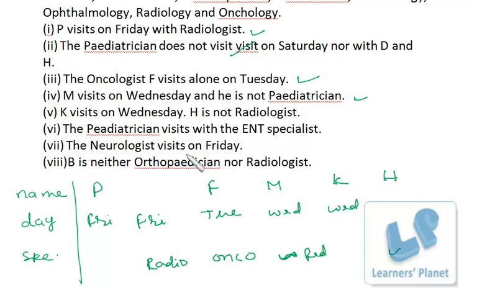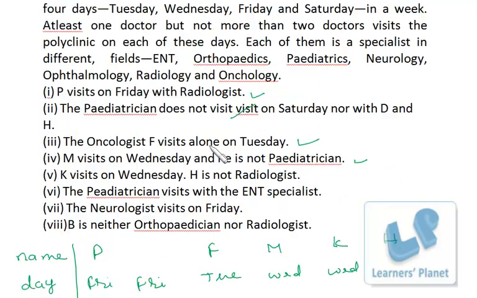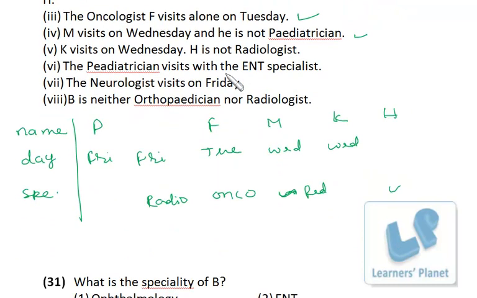Then next is the neurologist visits on Friday. Now it's already given that not more than 2 doctors visit on a single day, right? Since neurologist visits on Friday, two persons are there on Friday. So on Friday radiologist is there. That means neurologist is also there. So that means P is neuro.